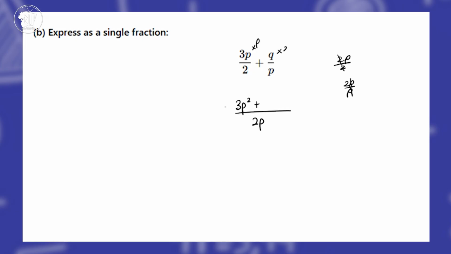So we multiply this answer here by 2. q times 2 would be 2q. Hence, as a single fraction, it will be 3p squared plus 2q all divided by 2p. And that is the answer as a single fraction.